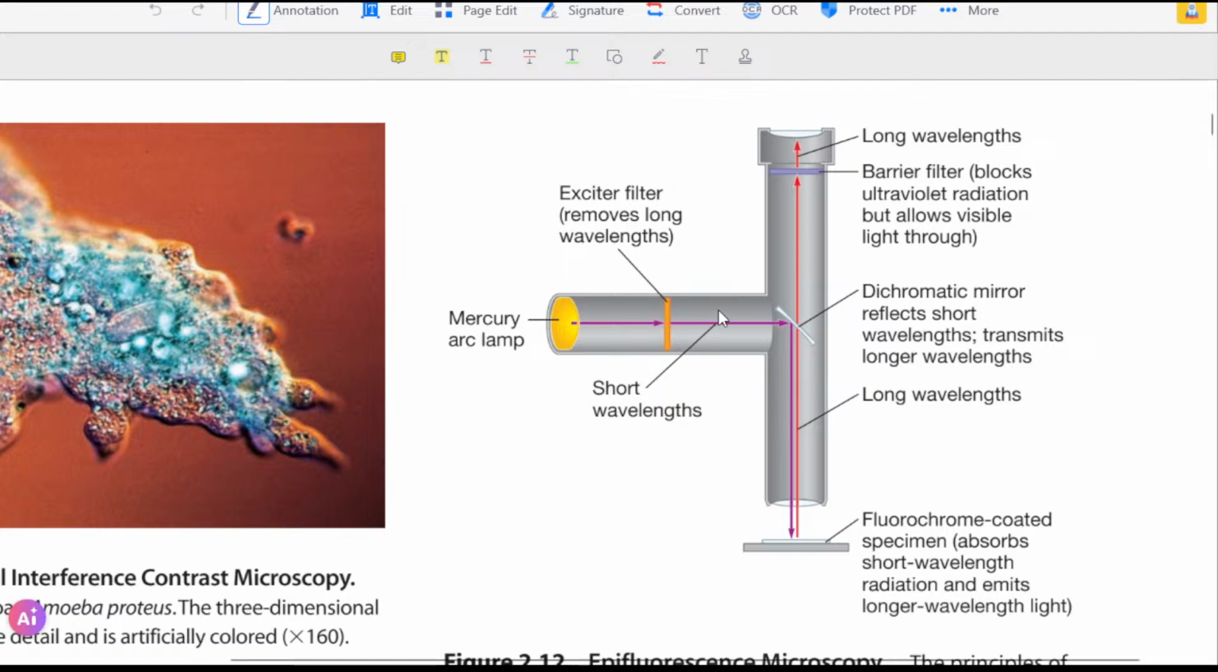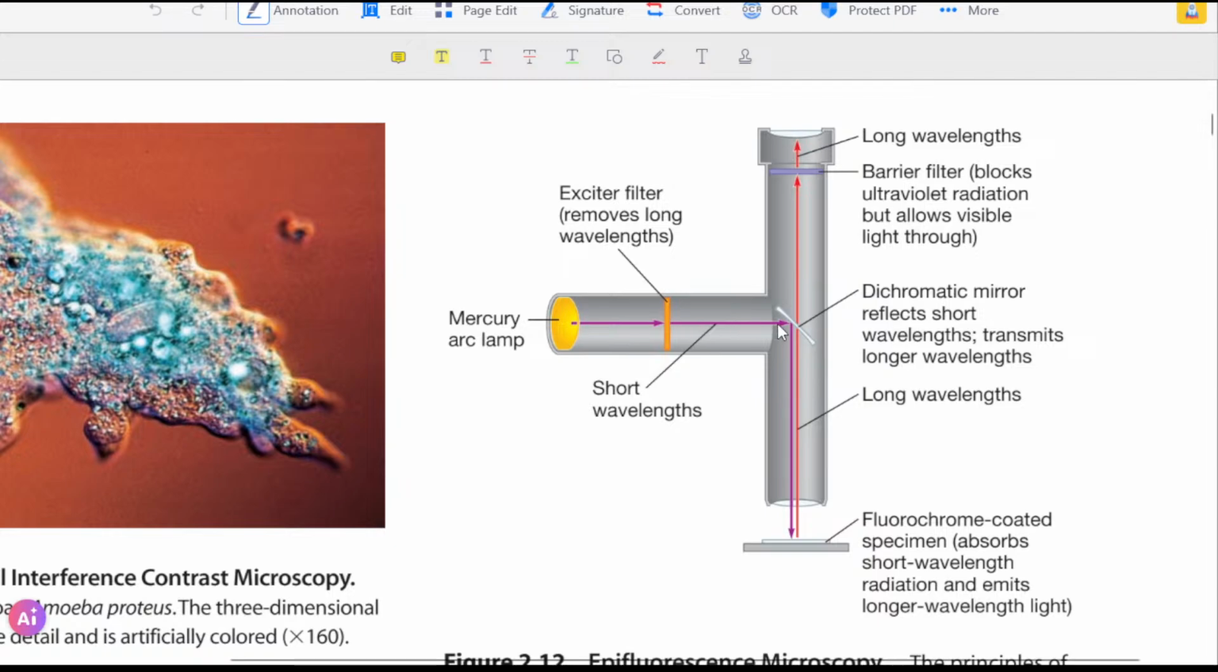And only the shorter wavelengths pass through it, while this dichromatic mirror reflects short wavelengths and transmits longer wavelengths, meaning it allows the longer pass. So for now we have only shorter wavelengths. The waves that are coming from here are only the shorter wavelengths because we don't want to remove this exciter filter, because then longer wavelength light will pass through this and it will go here and it will change our image structure or things like that. So that's why we put the exciter filter.